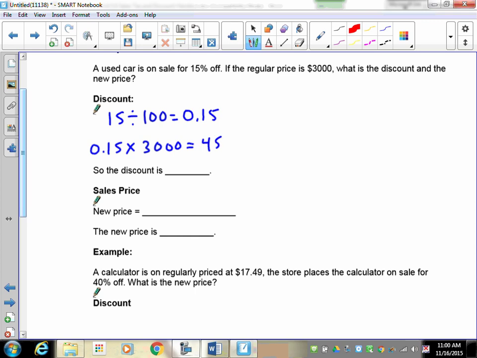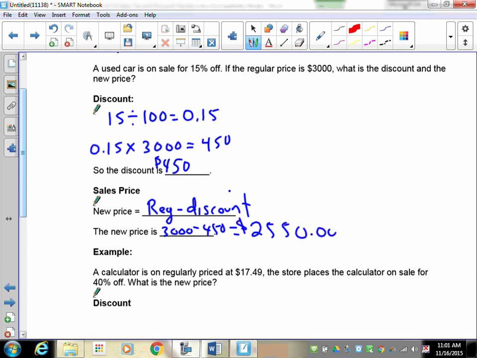All right, so that means that my discount is $450. So let's find the sale price. Well, we know what the new price is going to be. It's going to be the old price, the regular price, minus the discount. So the new price is going to be 3,000 minus 450, which means I'm going to pay $2,550. So there's your new price, $2,550.